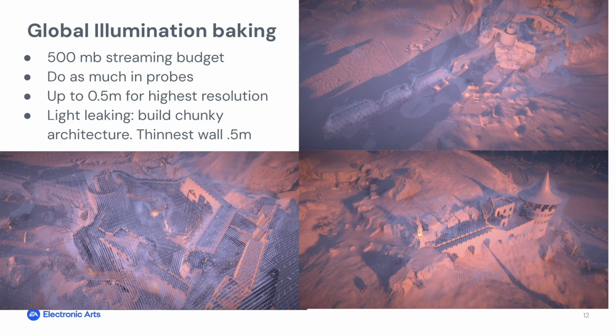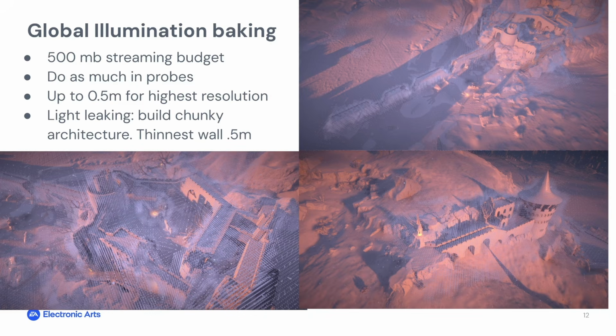The final results of the baking looked like this. This was kind of like our eureka moment. This specific asset, Ben sent this to me and I was very, very excited to see it. This is around 500 megabytes of streaming budget, which is what Dragon Age ended up shipping with. We did as much as possible in probes, and the placement was really, really dense. It was almost like a point cloud in the game, especially in the areas that were the highest detail.